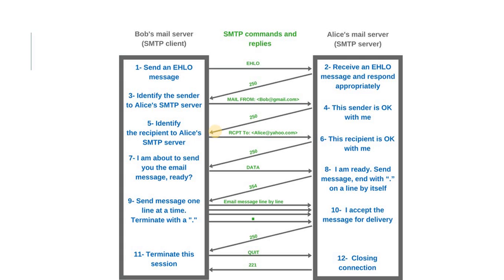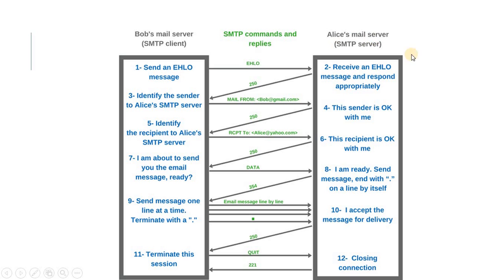Afterwards the client sends the rcpt to command along with the email address of the recipient, alice@yahoo.com. It indicates that this message has to be delivered to alice@yahoo.com, the receiver of this message. Among other things, the SMTP server checks if the user Alice exists, and if yes, it sends back a 250 acknowledgement indicating that it is okay with accepting the message from Bob to deliver to Alice.